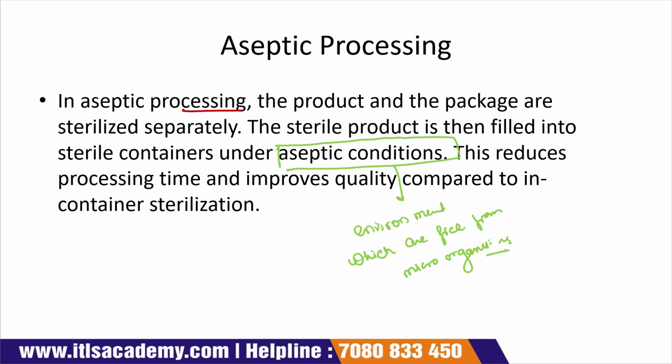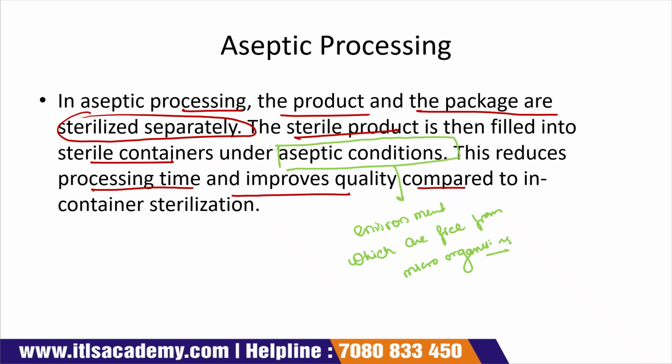In aseptic processing, the product and the package are sterilized separately. Okay, we have two things. One is your product and the other one is your packaging material. So we have to sterilize both in a separate way. Then we have to fill the sterile product into the sterile container. The environment in which we fill that product is also aseptic, which reduces the processing time and improves the quality, compared to in-container sterilization.